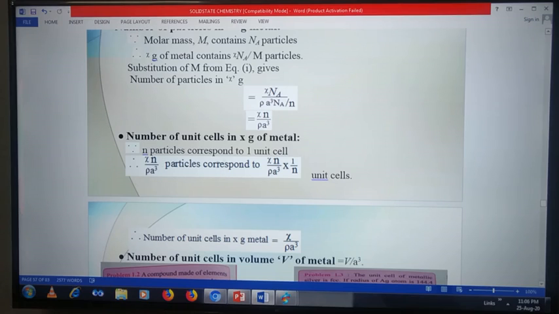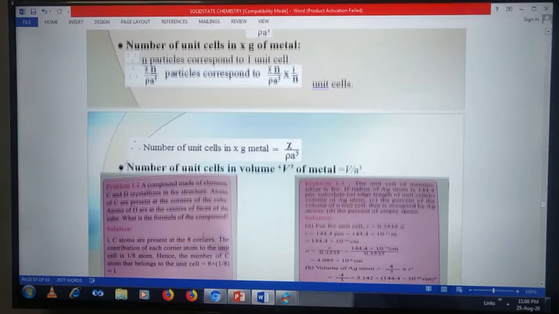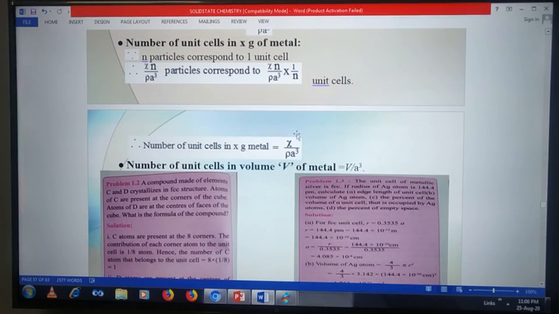So here again we take the cross multiplication. x n upon rho a cube into 1 upon n. So n and n are cancelled out, and from this, the number of unit cells in x gram of metal is equal to x upon rho a cube. That means we put the amount of substance, density and the edge length, and we get the answer, that is the number of unit cells in x gram of metal.